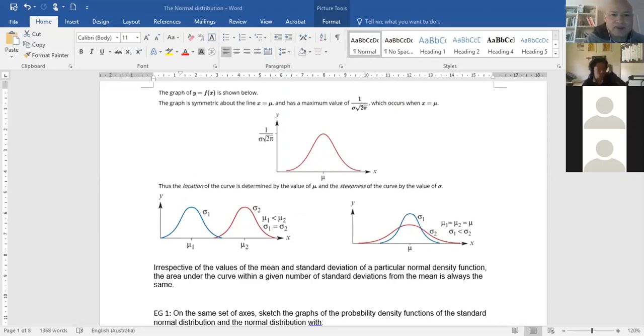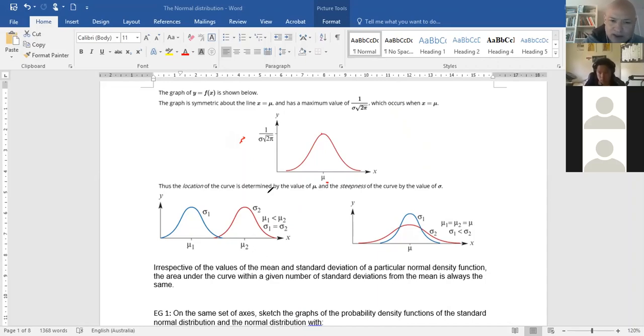Okay, here's the graph. F of x is shown. Okay, we have it. There's our mean. Okay, and we have the standard deviation. Sorry, 1 divided by the standard deviation times square root of 2 pi. That's the maximum value of it going up. Now, we can change things.